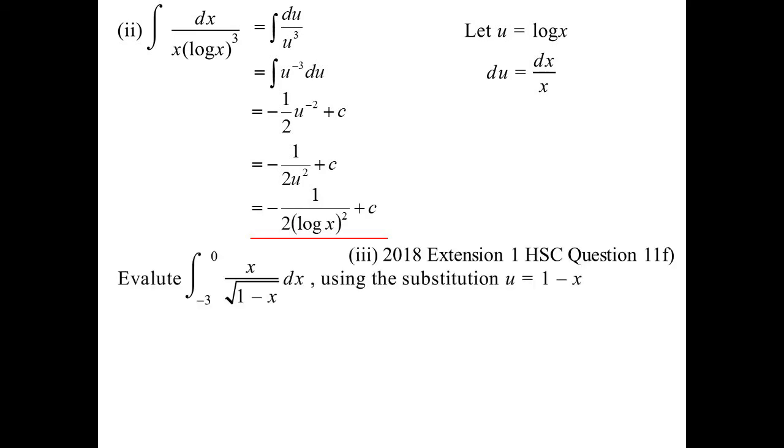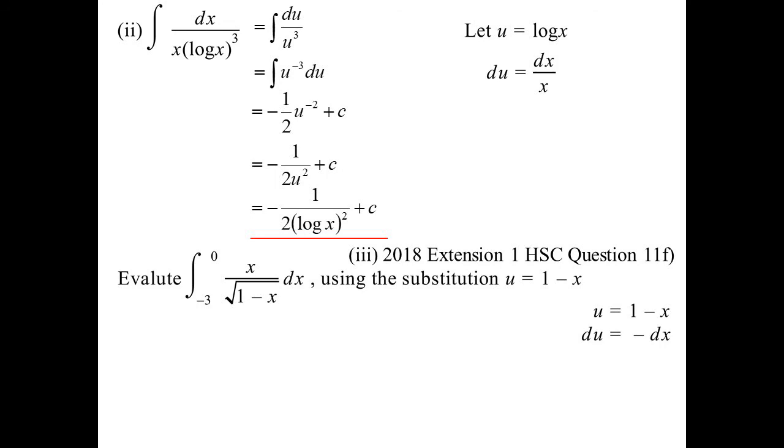Here's one from a few years ago, a definite integral. Use the substitution u equals 1 minus x. So if u is 1 minus x, du is minus dx, but remember it's a complete substitution.